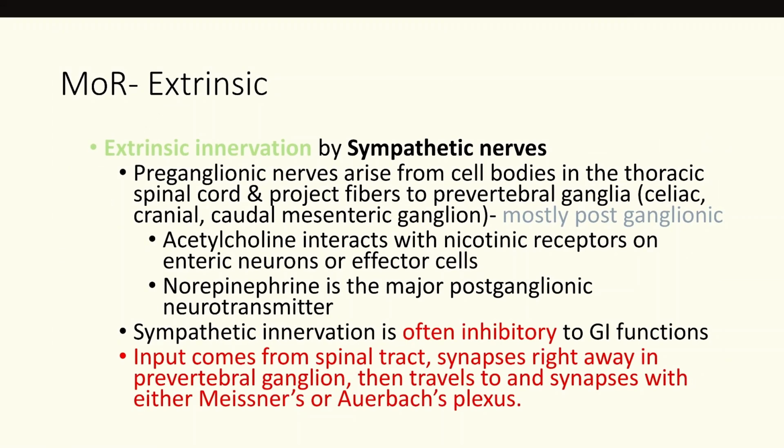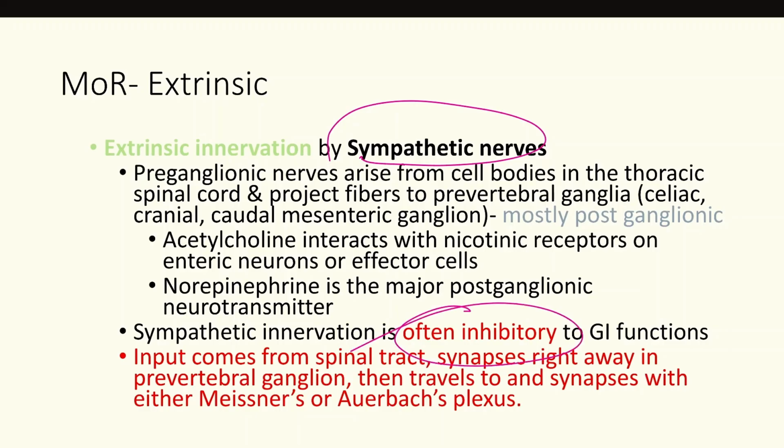Extrinsic innervation as well, carried by the sympathetic nerves. Remember, we have that sympathetic chain ganglia, so these will mostly be postganglionic. So that's why it's mostly postganglionic, because of the chain ganglia that goes right after that. So we have acetylcholine here. Norepinephrine is the major postganglionic neurotransmitter.